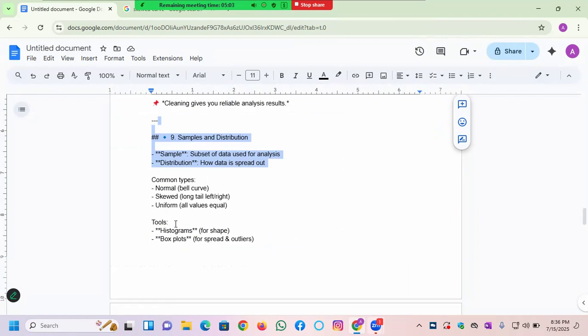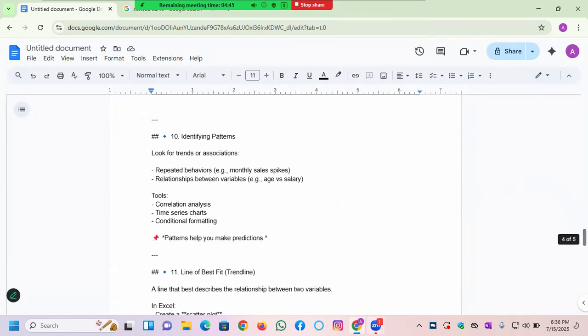Now, what are the tools for normal distribution? You have histogram. I believe we know what a histogram is, and even at that, we are still going to see everything about histograms later. Then box plots for spreads and outliers. So those are examples of tools for normal distribution.